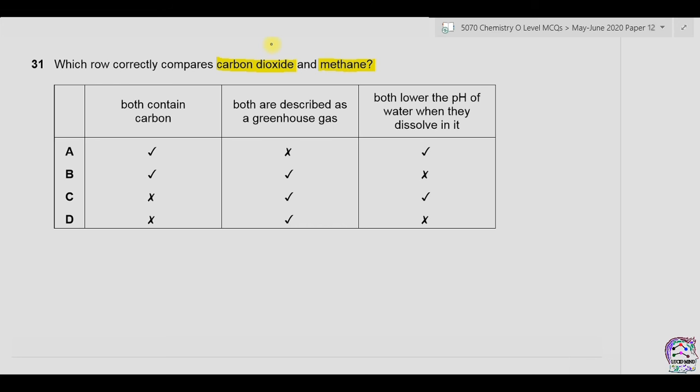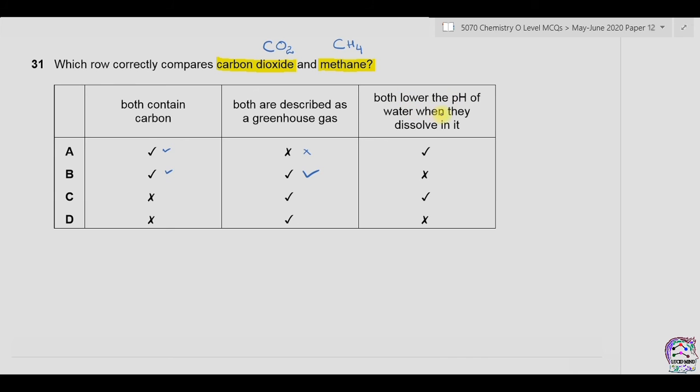Now the formula of carbon dioxide is CO2 and for methane we have CH4. A. Both contain carbon, so it is correct because carbon is present in carbon dioxide and it is also present in methane. So it could be A or B. Both are described as a greenhouse gas. Yes, this is also correct because carbon dioxide and CH4 both have the property to absorb the radiations and therefore increase the temperature of the earth. So this is wrong, this is correct.